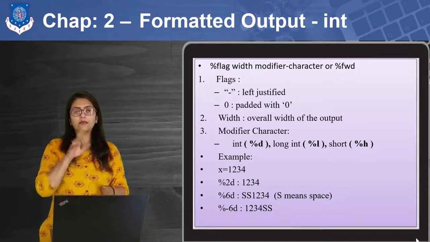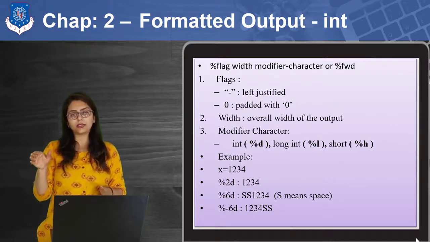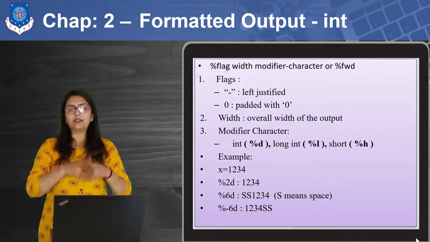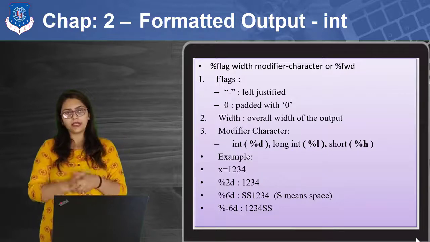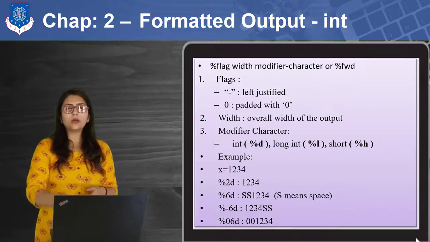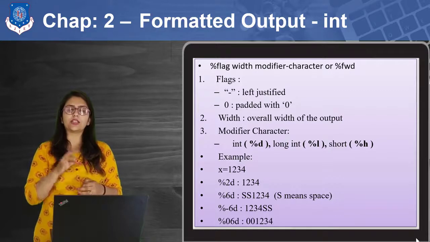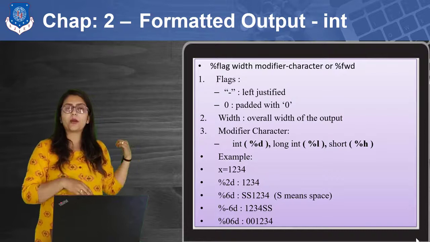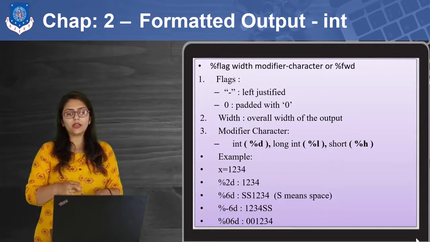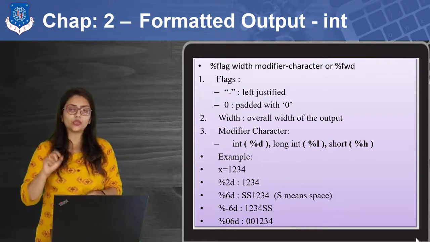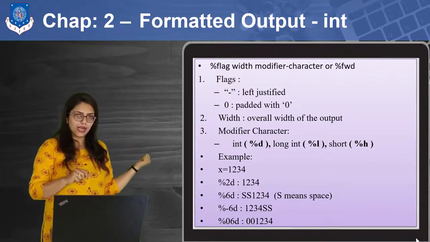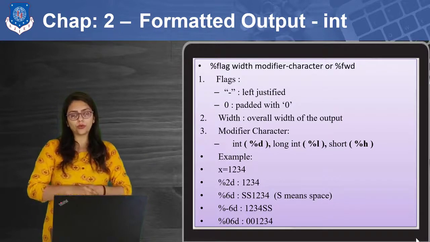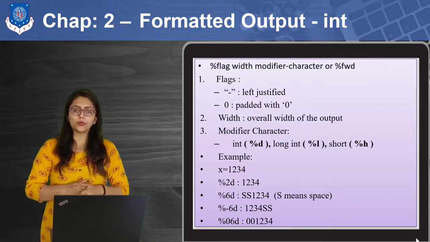So it will be printing 1, 2, 3, 4 and then spaces are there. We can observe the spaces only when the width is greater than the number itself in case of integers. Now last but not the least, I have written %060. That means instead of the spaces, it will be padded with zeros. Here I have not mentioned the minus flag, so by default it will be right aligned, and it will print 0, 0, 1, 2, 3, 4. So this is all about formatted output in case of integers.